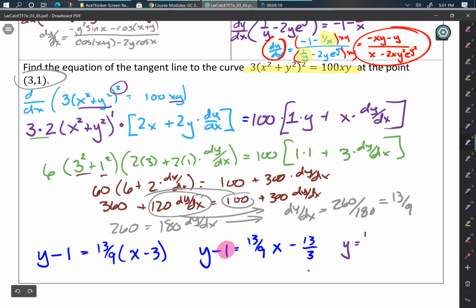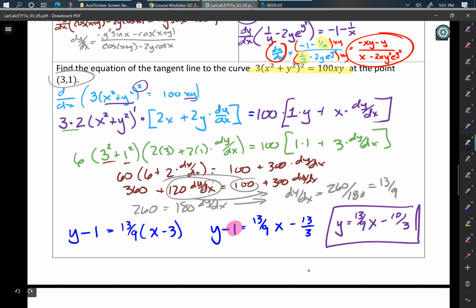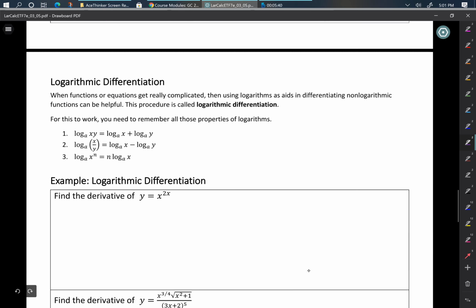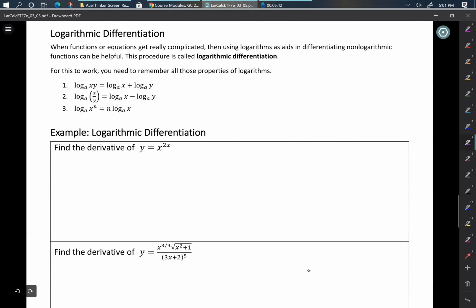Y equals 13 ninths x plus 1, so minus 10 thirds. And there's the equation of my tangent line to my curve at a point. It wasn't too terrible, only 5.5 minutes to do that one problem. All right. Hopefully we'll get through this for the rest of this video. If not, there'll be a part 4.